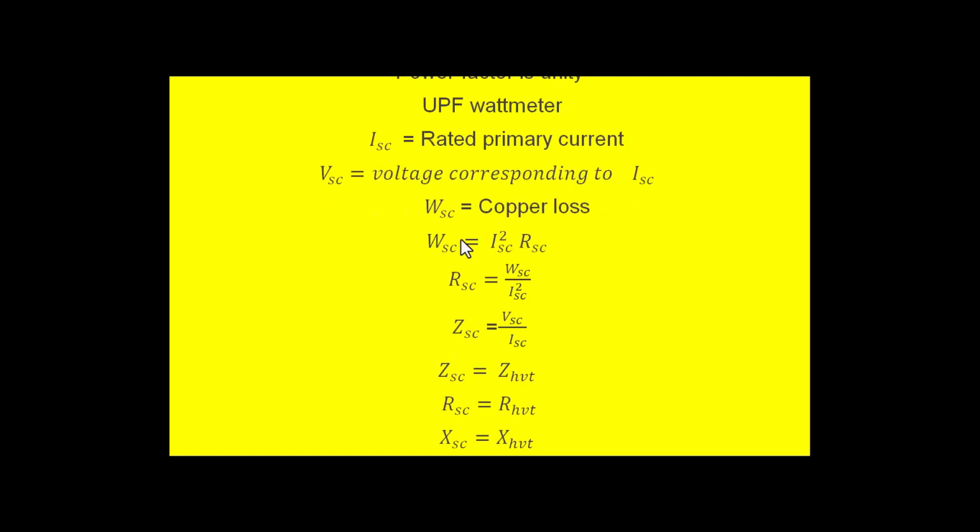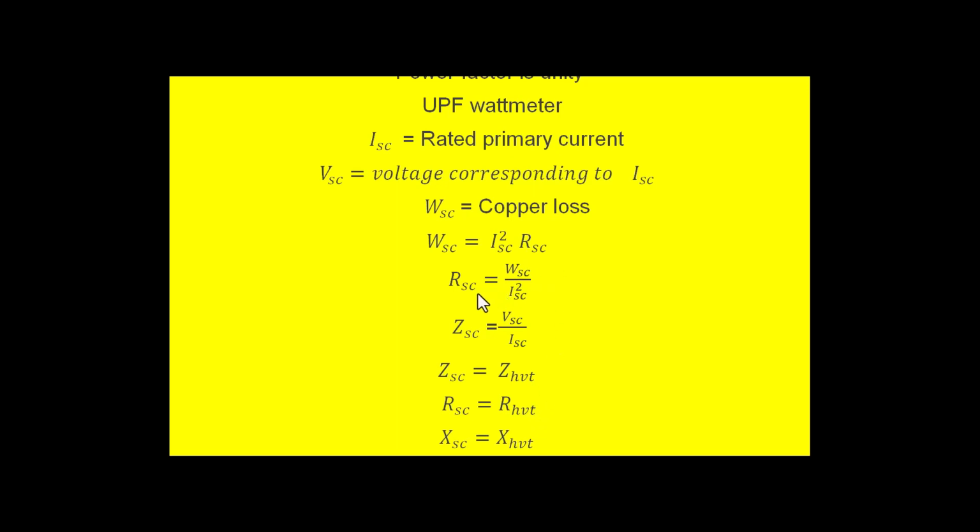we can say this Wsc is nothing but the copper loss. And this Wsc can also be written as Isc square into Rsc. Isc square means the rated current in the primary winding squared, into Rsc, which is nothing but the equivalent resistance of the transformer under short circuit conditions referred to the HV winding. This Rsc can also be written as R_HV, meaning the equivalent resistance of the transformer referred to the HV side.